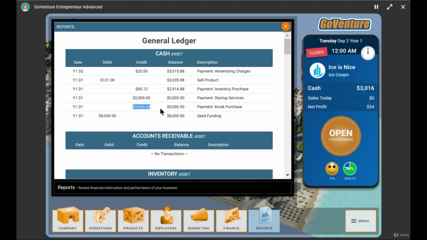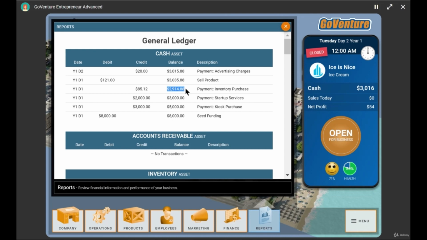So that's reduced our cash by that amount. So now we are down to $5,000. Then we did some startup services, which reduced it by another $2,000. So now we're down to $3,000. We purchased inventory, reduced it again by $85. And then there's our balance.